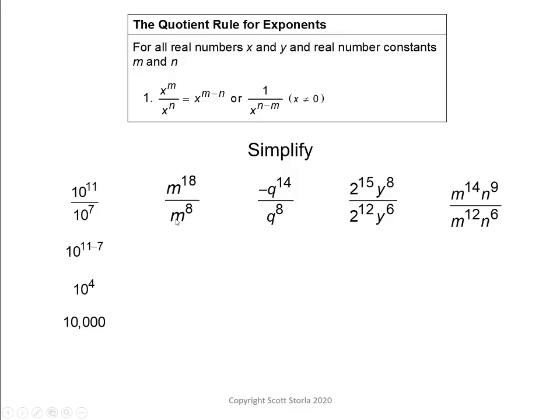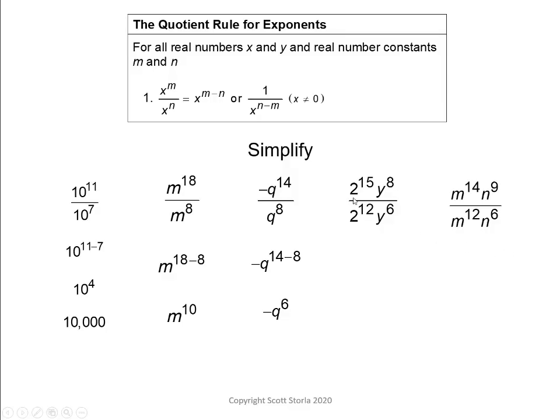For the first one, I'll keep a base of m, I'll subtract 8 from 18, and get an exponent of 10. For this one, it's going to be negative because when you divide and the signs are different, you get a negative result. My base will be q. I'll subtract 8 from 14 and get an exponent of 6.